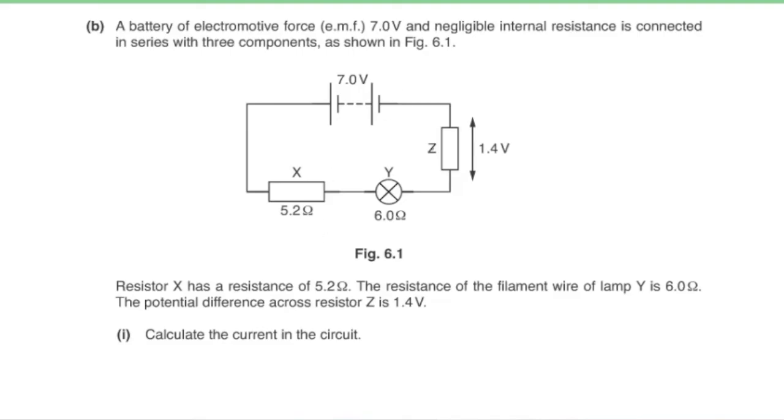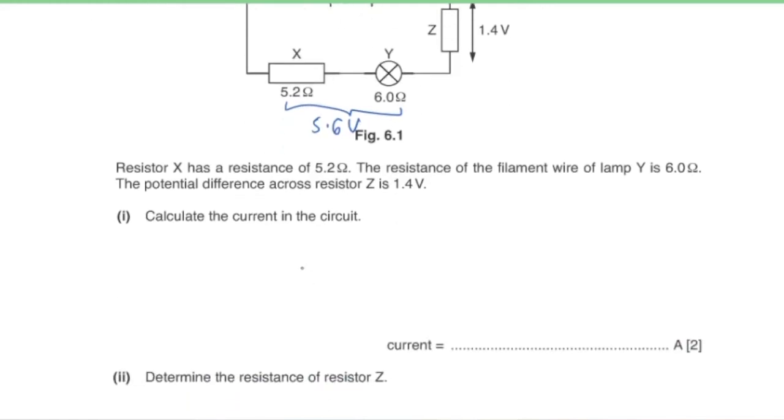So the voltage across Z is 1.4 volts. Therefore, the voltage across both X and Y would be the difference between the EMF and the voltage across Z. That's 5.6 volts. And their total resistance is going to be 5.2 plus 6, and that's 11.2 ohms. So current equals voltage divided by resistance. Voltage across X and Y is 5.6 and their total resistance is 11.2 ohms. That leaves me with 0.5 amperes of current. So this is the current through every component because they are connected in series.